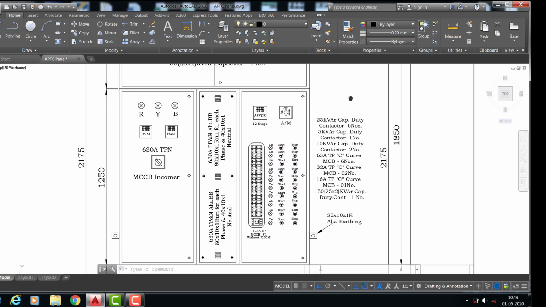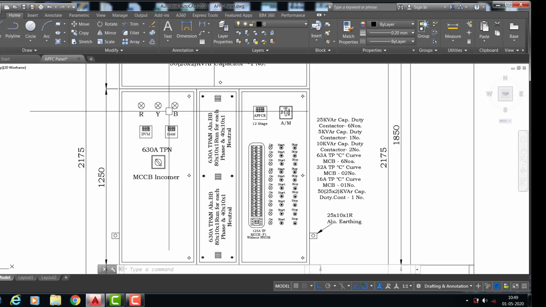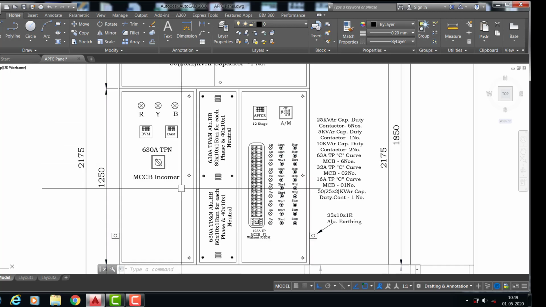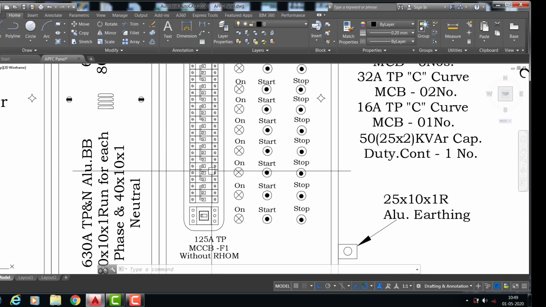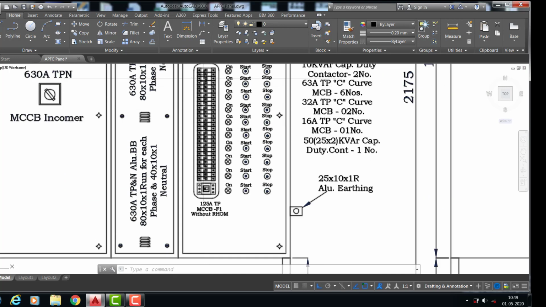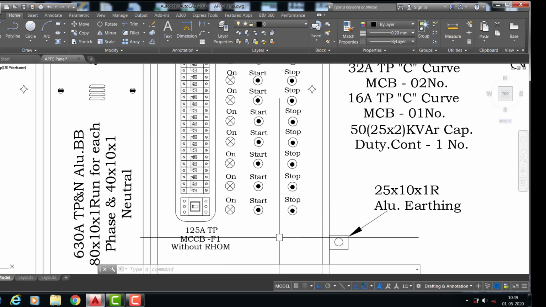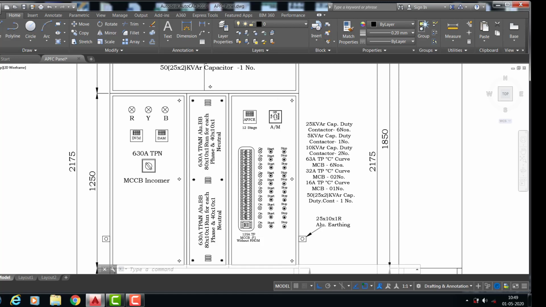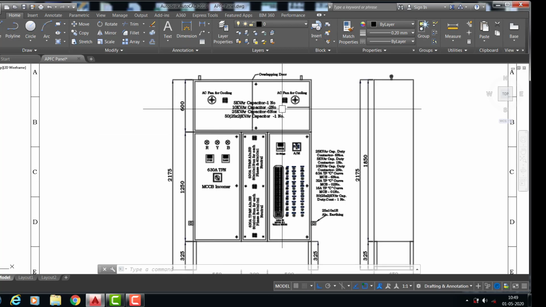I have used a 630 ampere triple pole neutral MCCB incomer breaker, and from there, using a control breaker, I am giving this 3 indicator supply, R, Y and B, to confirm the supply is coming. And after that I have used 1, 2, 3, 4, 5, 6, 7, 8, 9, 10 breakers to individually switch on the capacitors as per the requirement and the power factor values, and used a cooling fan to cool it down.